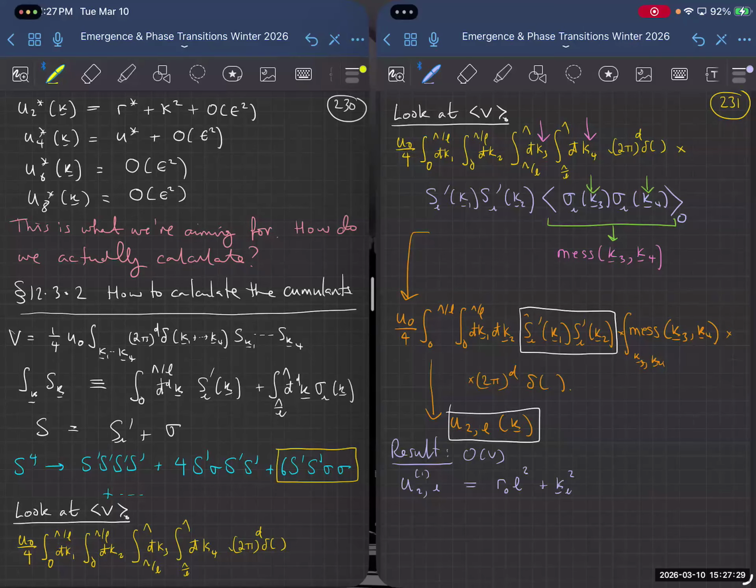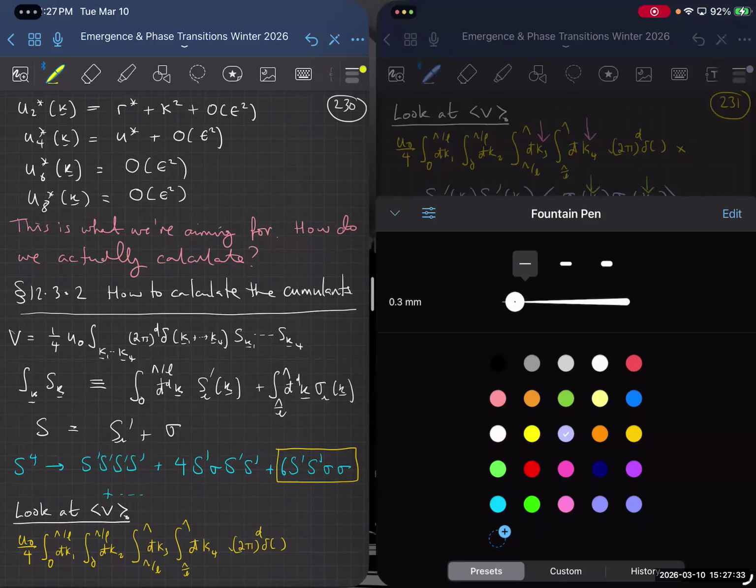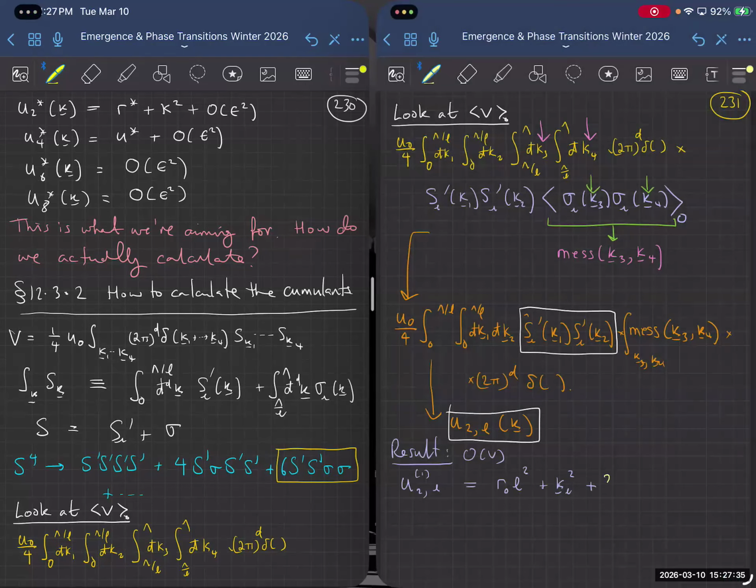So we have that. Then we have a term that you've never seen anything like before. This is going to be 3 U naught L squared, the integral from lambda over L to lambda d^d k over R naught plus k squared.